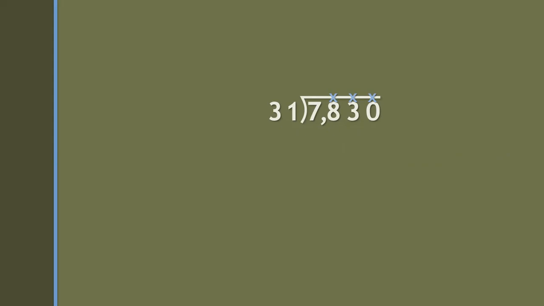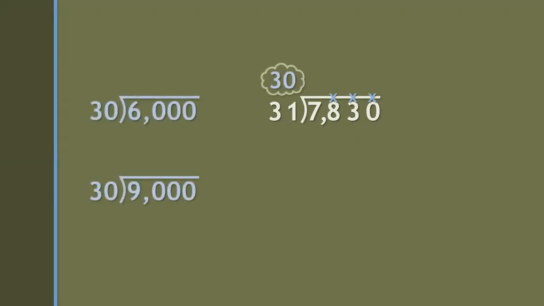So looking at this number, what is compatible? What multiplication facts can help us determine what is compatible to divide this? So we can see that our divisor, 31, has a multiple of 10 of 30, right? We could round it up to 40, but 30 is actually closer. So we're going to use the number 30. And we can do it 2 different ways. We can say 30 into 6,000 because we can round it down. We can say 30 into 9,000, and that's for the range that we're going to be using to estimate.